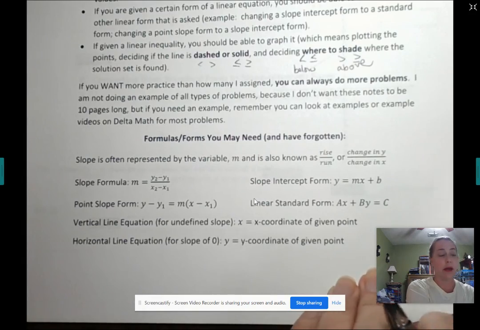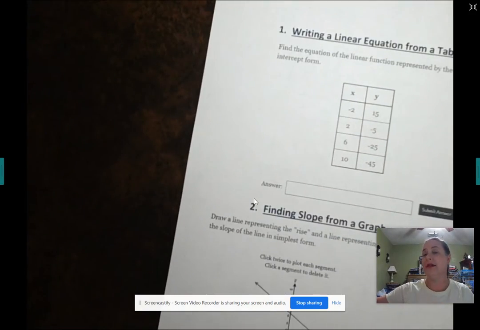So I've gone over all of these things on the front page. Now we're just ready to put those into practice. So these are the types of problems that you're going to be given.